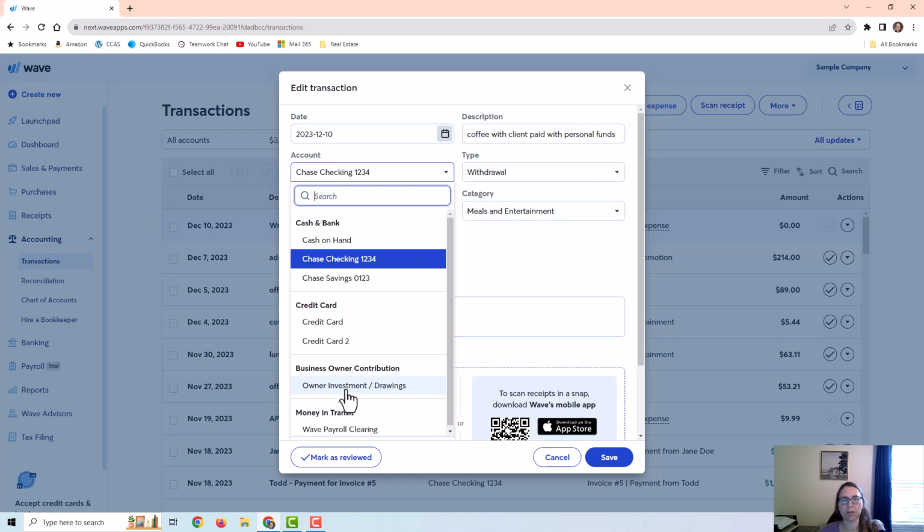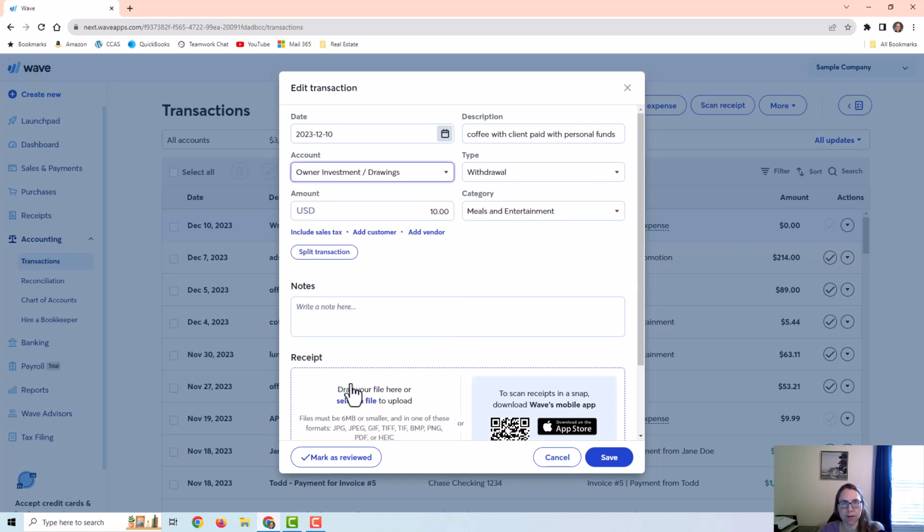So what you want to do here is make sure you're using something under equity, something under this business owner contribution section. In this case, I'm going to use this account called Owner Investment Drawings, and that's all there is to it.